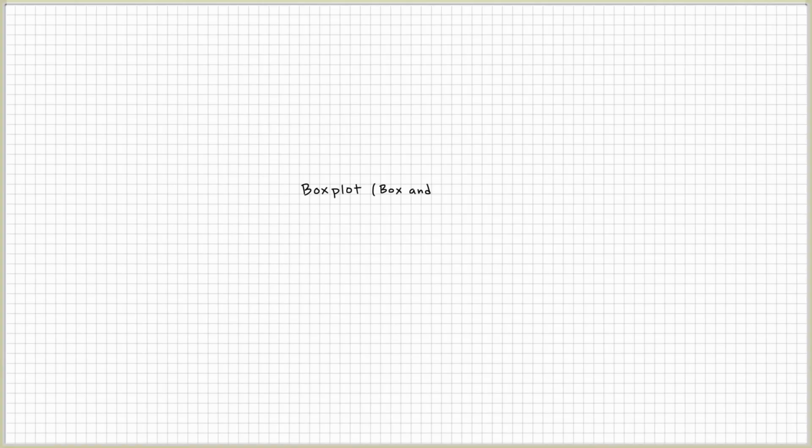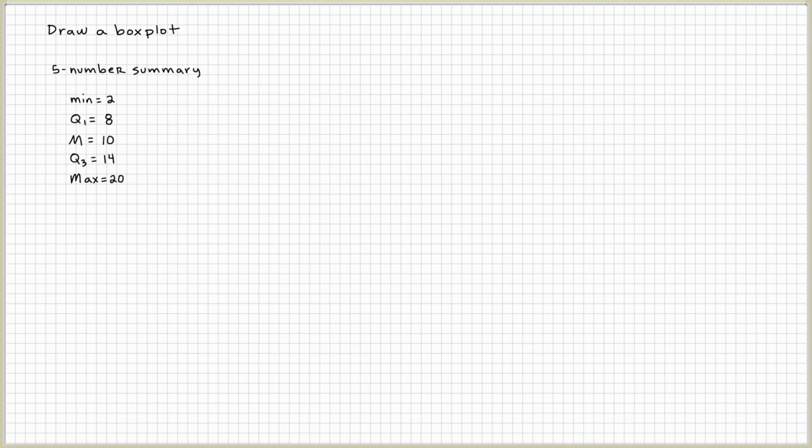In this video, we're going to talk about the box plot, also known as the box and whisker plot. Okay, so let's draw a box plot. What do we need? Well, first we're going to need the 5-number summary. In this case, you can see it has a minimum value of 2, quartile number 1 is 8, median is 10, quartile number 3 is 14, and the max is 20.